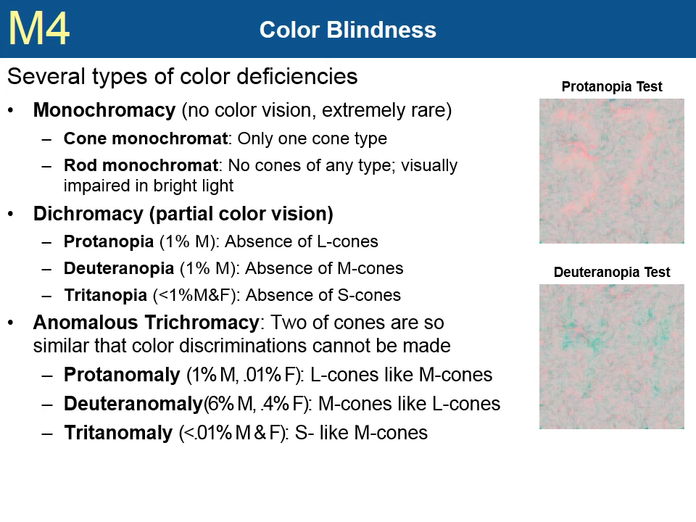The most common forms of color deficiency are called anomalous trichromacy. In these cases, all three cone types are present, but one of the cone types is more similar to one of the others. So, for example in deuteranomaly, M cones are sensitive to longer wavelengths than normal, so they respond more like L cones. This is the most common form of color deficient vision, affecting 6% of men and 0.4% of women.